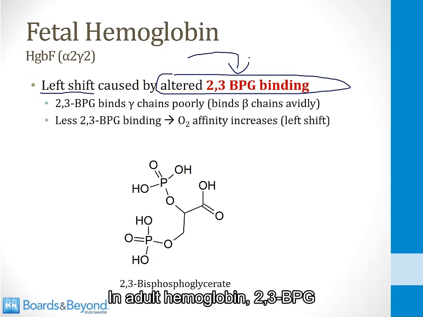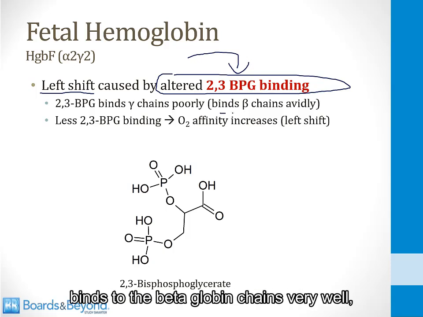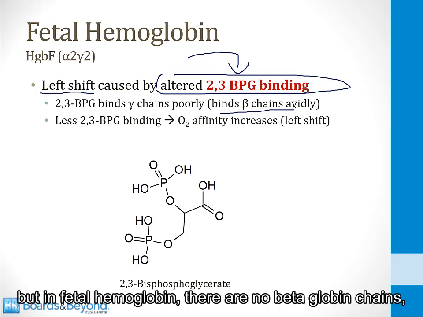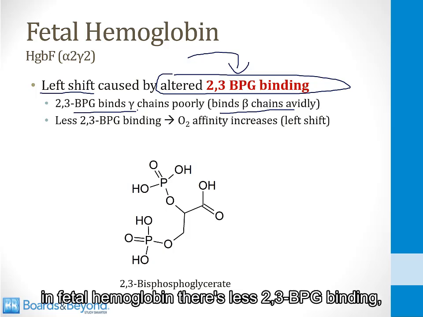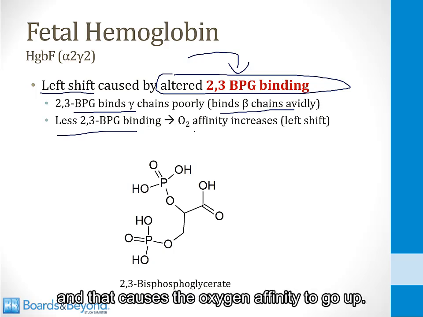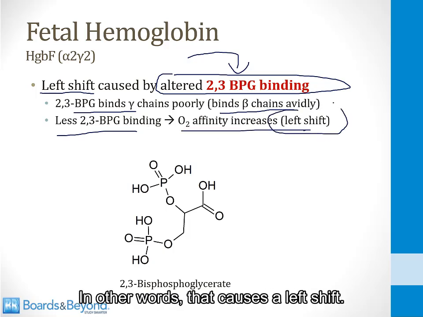In adult hemoglobin, 2,3-BPG binds to the beta-globin chains very well. But in fetal hemoglobin, there are no beta-globin chains. There are gamma chains, and 2,3-BPG does not bind gamma chains very well. For this reason, in fetal hemoglobin, there's less 2,3-BPG binding, and that causes the oxygen affinity to go up. In other words, that causes a left shift.